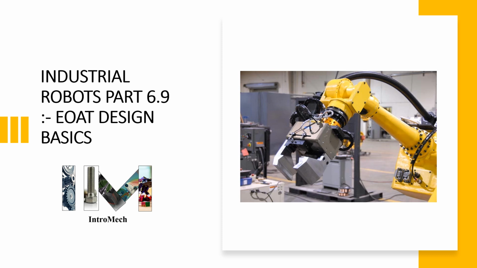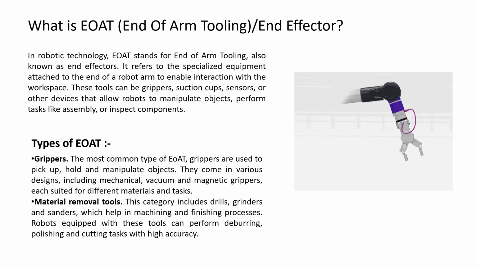One of the most important parts is end of arm tooling, because even if you select the robot, the main function is of EOAT only. Unless and until you design the proper end of arm tooling or end effector, we cannot effectively utilize the robot in our automation system. So we'll see what EOAT is, how we can design it, and what the different steps are. Without wasting time, let's get started.